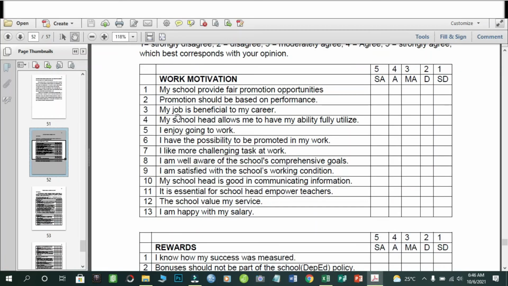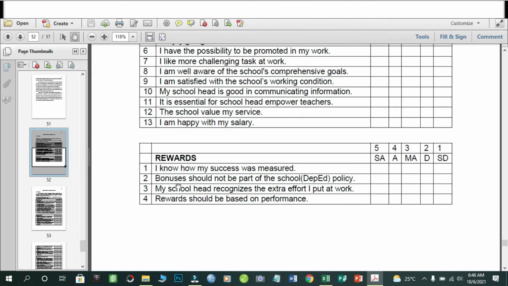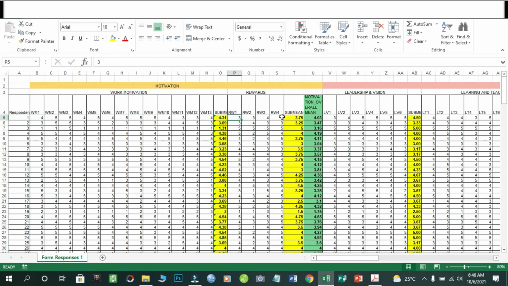So look at the questionnaire. It has 13 questions. So you put it that way. Okay. Then after that, you have another column for your submean. Then remember in rewards, so let's go back to the questionnaire. It has 4 questions. So the same procedure. You have these 4 columns here for the rewards. So I have the code RW1, rewards 1, rewards 2, rewards 3, rewards 4, then submean.